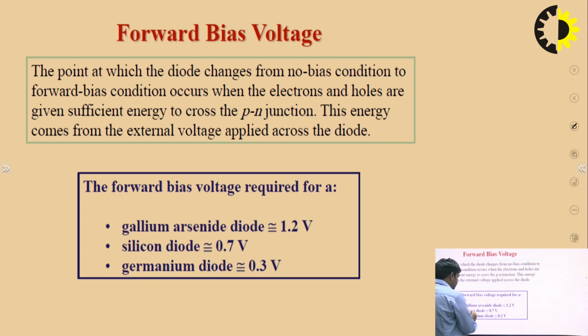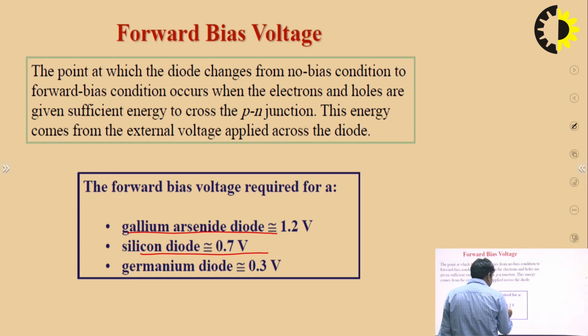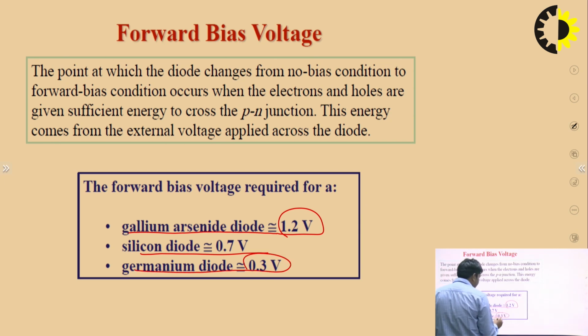For a silicon diode, the cut-in voltage is 0.69, or approximately 0.7 volt. In gallium arsenide, a direct band gap material used in LEDs, it is 1.2 volt, and for a germanium diode it is 0.3. What is the cut-in voltage? It is the minimum voltage required for the diode to work in a circuit. For a germanium diode, we require greater than 0.3 volt for conducting in any circuit.